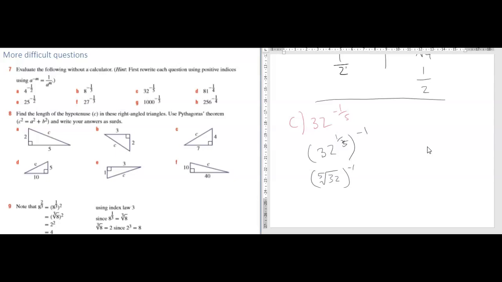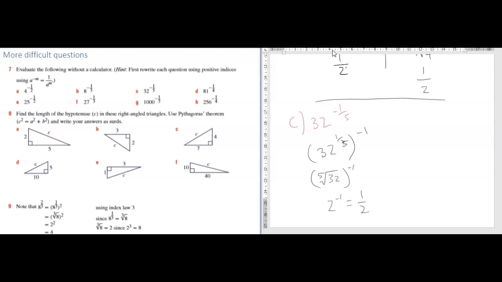Now, eventually you'll get to know your roots. So the fifth root is 2. So 2 times 2 times 2 times 2 times 2 gives you 32. So the fifth root of 32 is 2. And then we've got to the -1, and that is equal to 1/2.